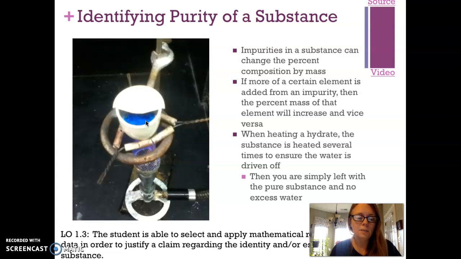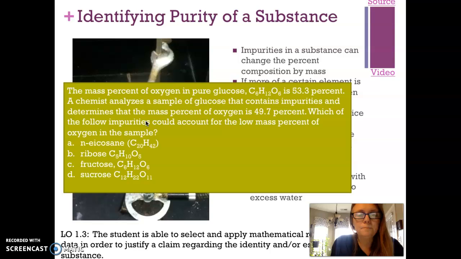This learning objective 1.3 takes that a little step further and asks you to consider the purity. If you have an impurity in there, it's going to change those expected ratios. If we had a contaminant in there that was high in oxygen, then that could throw off what we think our percents are. So the mass percent of oxygen in pure glucose is 53.3%. A chemist analyzes a sample of glucose that contains impurities and determines the mass percent of oxygen is 49.7%. Which of the following impurities could account for the low mass percent of oxygen in the sample?